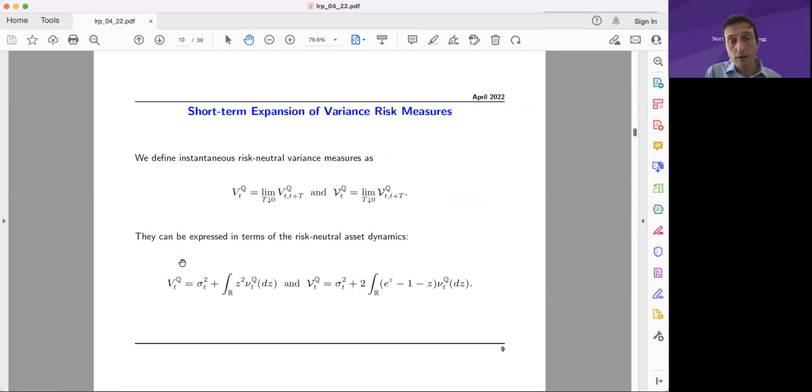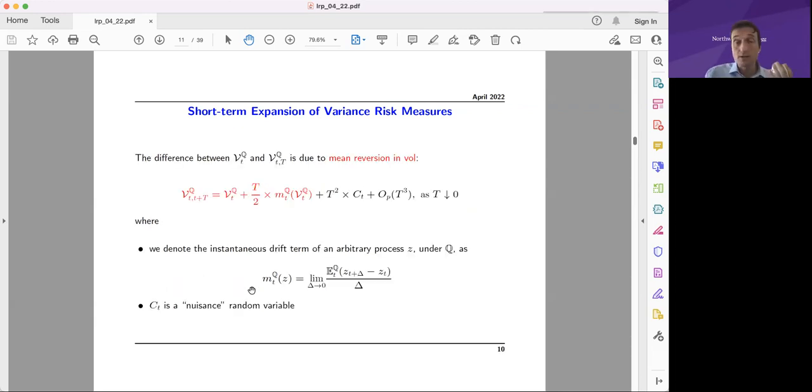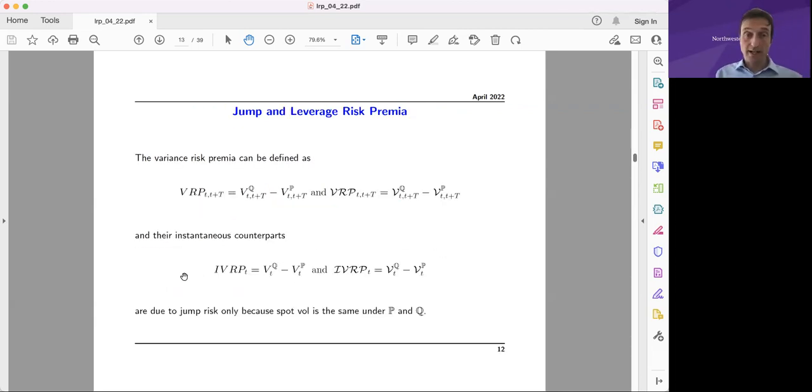So if I calculate this on the Q, and if I calculate this same thing on the P, nothing will change with the diffusive term, because by no arbitrage it should stay the same when we change to equivalent measures. The only thing that will change is the instantaneous variance of the jumps. In other words, anything related to this instantaneous variance risk premium should be due to jumps.